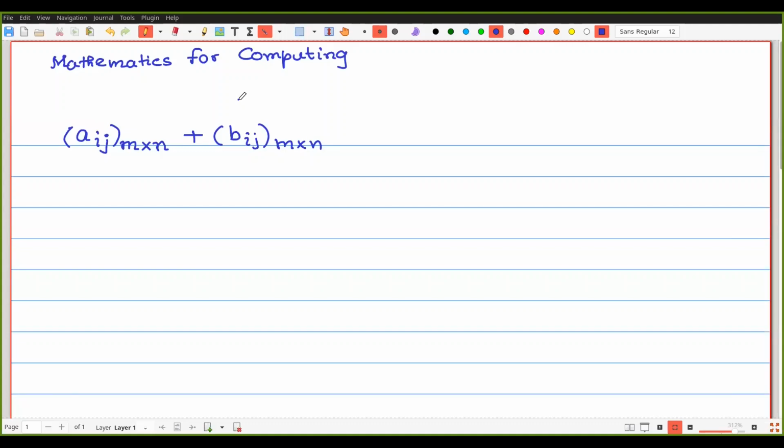Not only for two matrices, if we have any number of matrices of the same order, suppose another one, Cij, m cross n, that means the same order, the result is Aij plus Bij plus Cij, with the resultant matrix of the same order. That means whatever the matrix orders are, we get the resultant matrix with the same order.